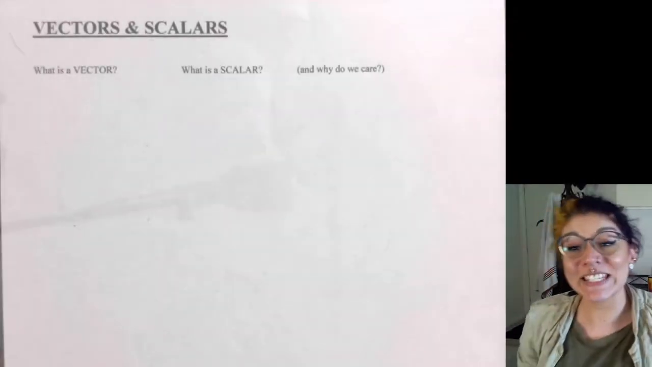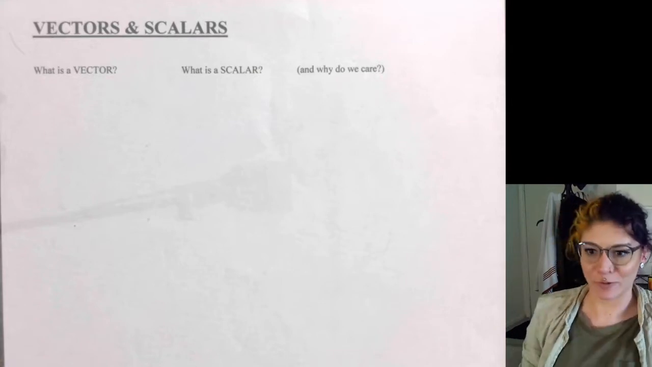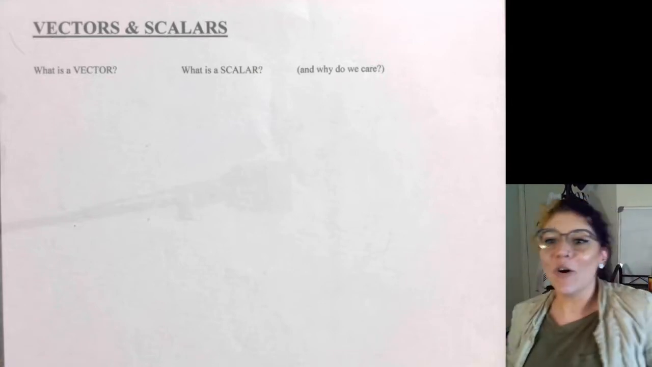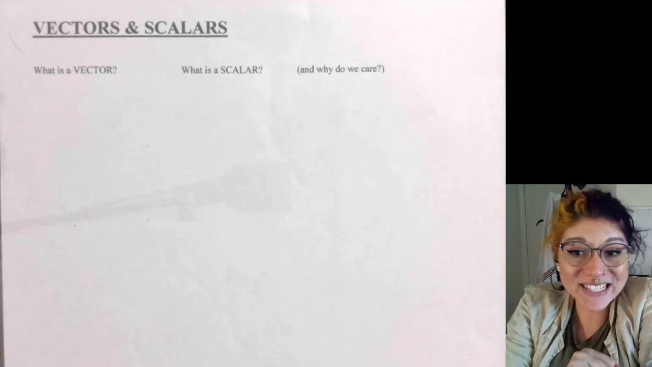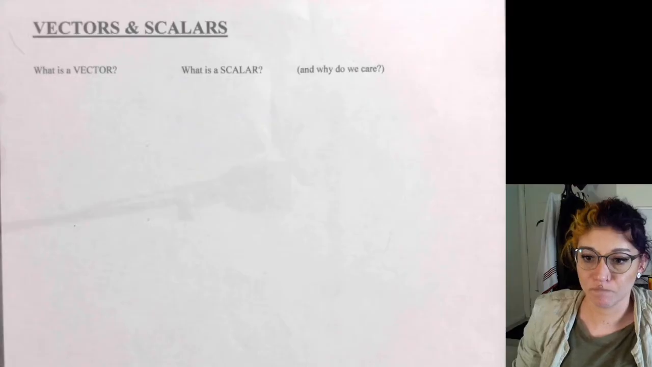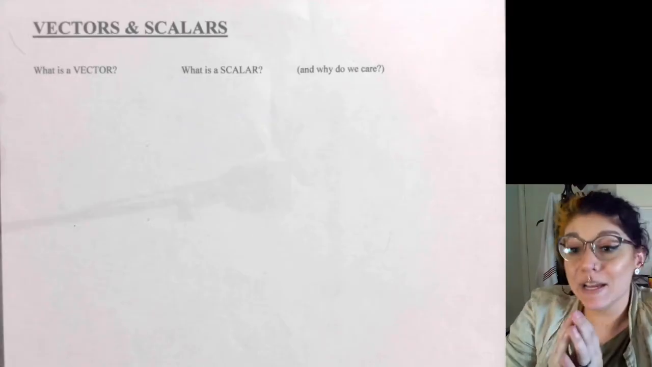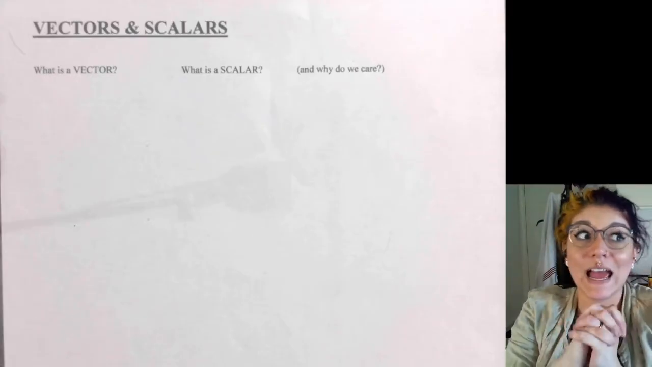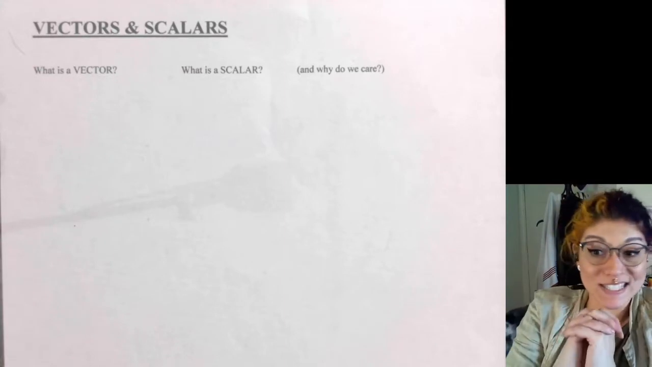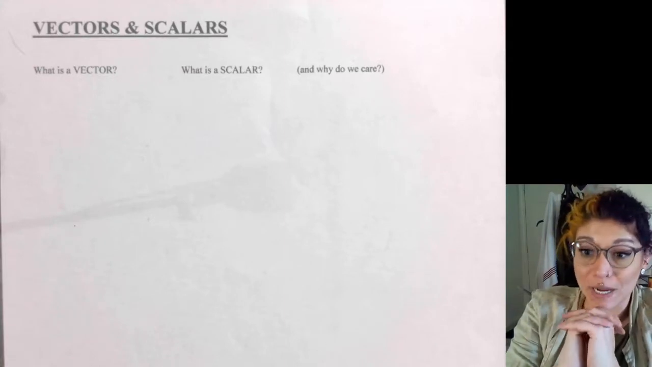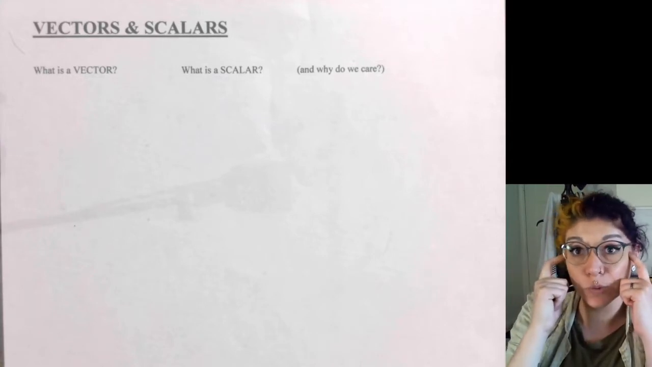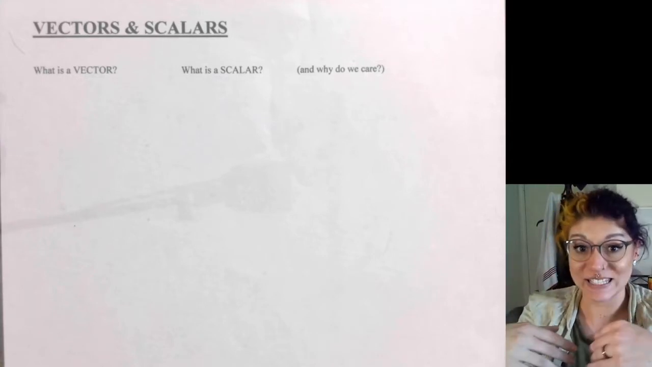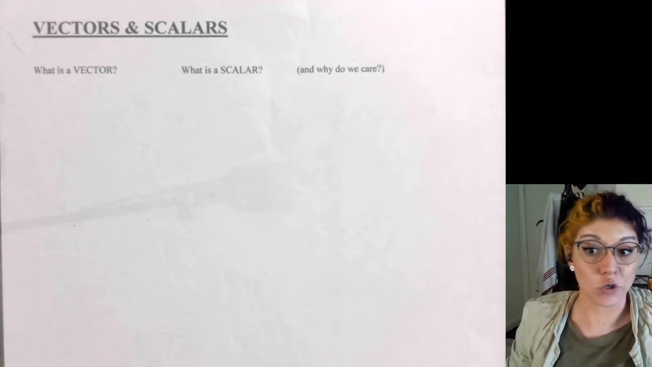Okay, friends, this is our last section of the math review. Woo! Okay, so the last section deals with vectors and scalars. I am not expecting you to be an expert on vectors and scalars by the end of this lesson, okay? I am more trying to get your brain primed because we're gonna keep running into these concepts as we go through the physics curriculum.